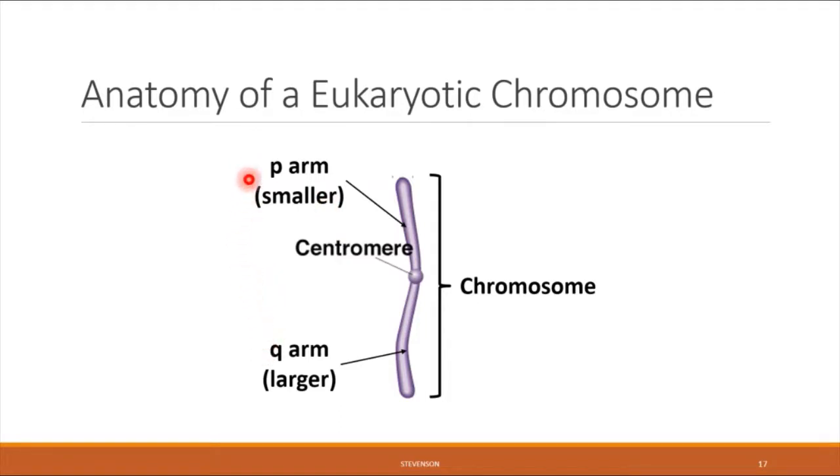The P arm is the smaller of the 2 arms, and what P stands for is petite. So that helps you remember that this is the smaller arm. Q doesn't stand for anything, it's just the letter that comes after P in the alphabet, and so it was assigned to the larger of the 2 arms.